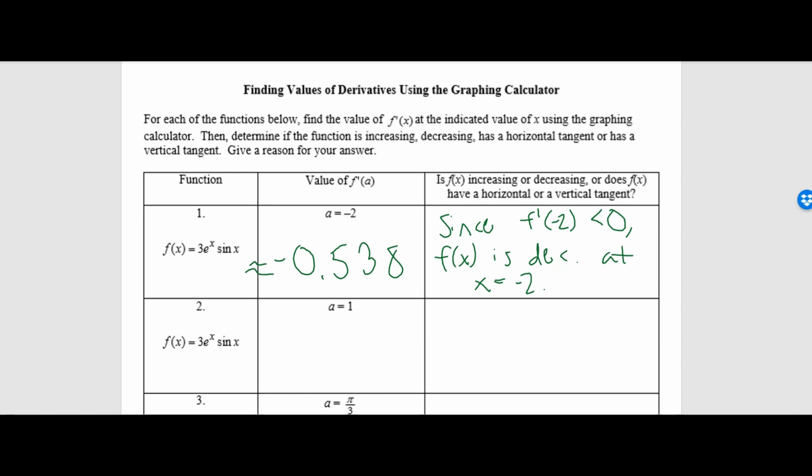For this one, you might be able to get away with just saying increasing or decreasing, but it's good practice to write out the justification. It's good practice to write out why it's increasing, why it's decreasing, or why it has a horizontal or a vertical tangent.